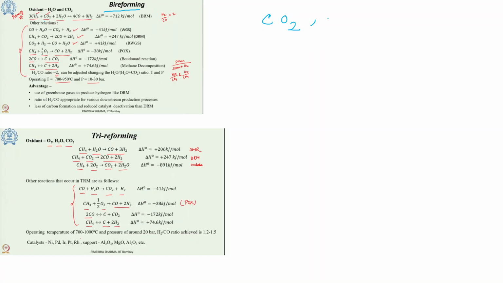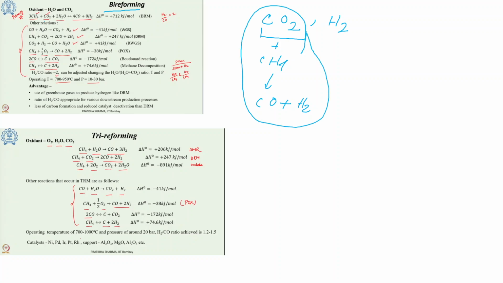carbon dioxide and H2O. When carbon dioxide is used, this is called dry reforming. When carbon dioxide plus CH4 produces carbon monoxide plus hydrogen gas, this process is called dry reforming. From the name dry ice, carbon dioxide, you can remember that when carbon dioxide is used as an oxidant with CH4, this is called dry reforming.